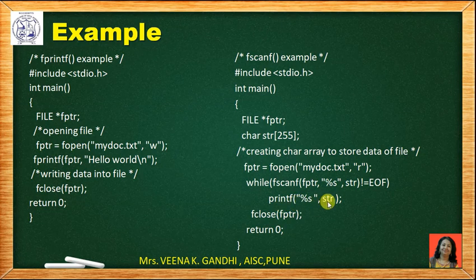Now it reads word by word from the file till we get the end of the file. When the file reaches the end, the while loop terminates. After that, close the file and return 0. This is the example of fscanf and fprintf. We will see the programs more.